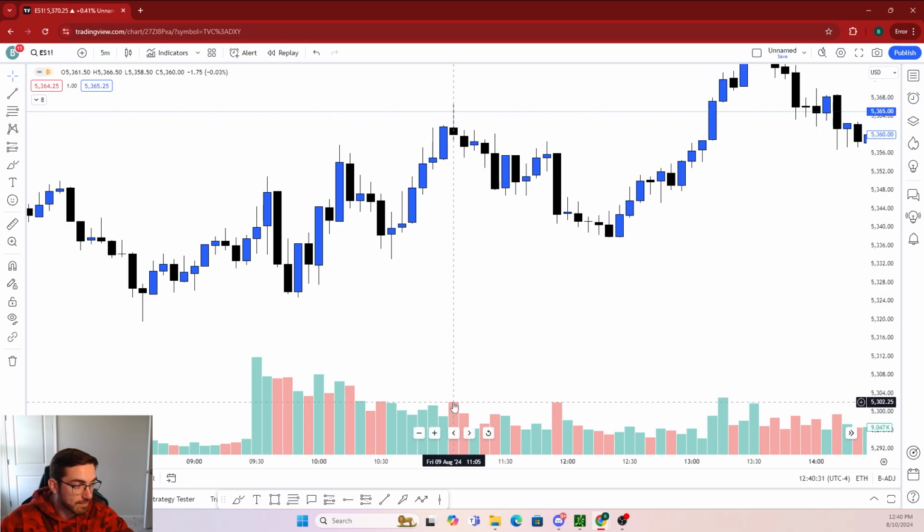Now, looking at the previous 5-minute candles, this 5-minute red volume was higher than the previous 1, 2, 3, 4, 5, 6 green candles in a row, telling us that a lot of sell orders were being hit. And then from there, price pulled back.